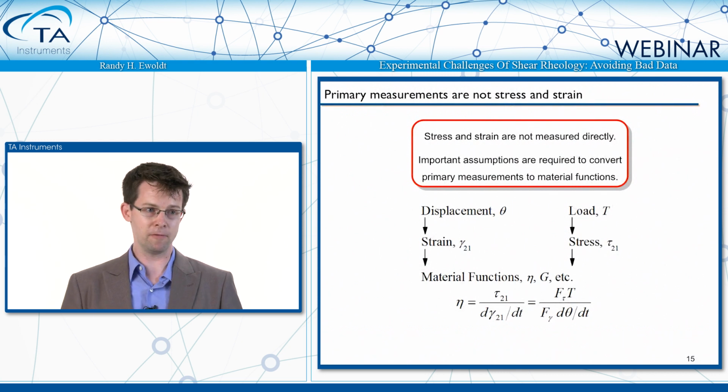This slide is a visual image to say what we measure is not what we report, and this just gives you the flow process. So we measure torques on the right-hand side. We convert that to a stress.